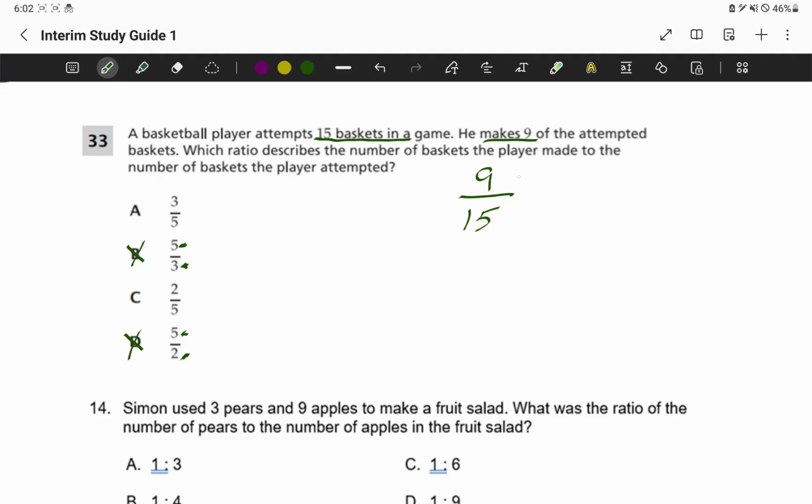Okay? So what we look for is what number goes into both 9 and 15. Well, the answer is 3. So we divide by 3, divide by 3. Well, 9 divided by 3 is 3. 15 divided by 3 is 5. So 3 over 5. Choice A. We just reduce the fraction. That's all.